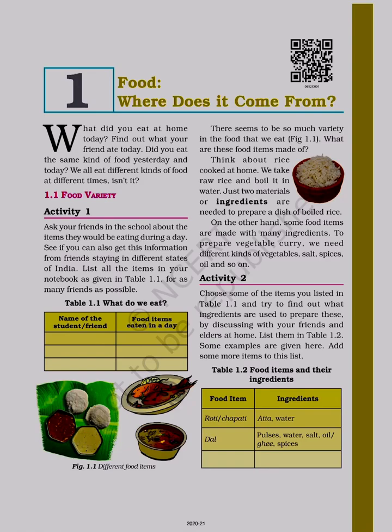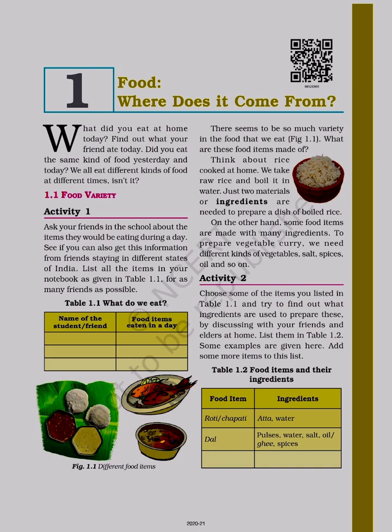Chapter 1. Food. Where does it come from? What did you eat at home today? Find out what your friend ate today. Did you eat the same kind of food yesterday and today? We all eat different kinds of food at different times, isn't it?